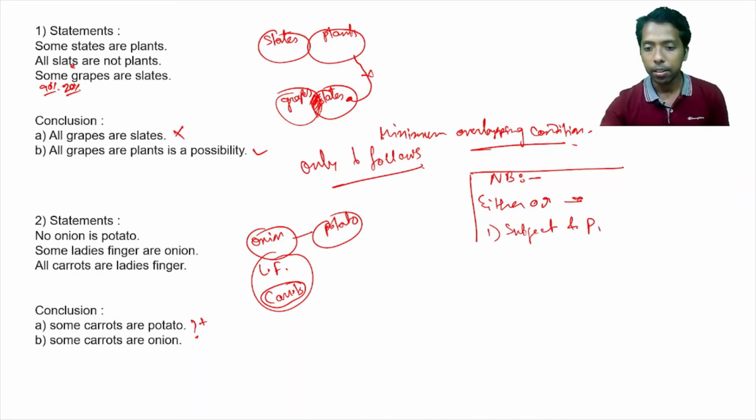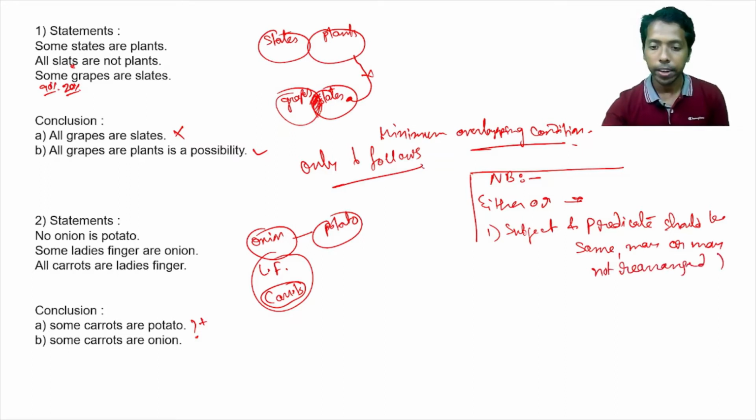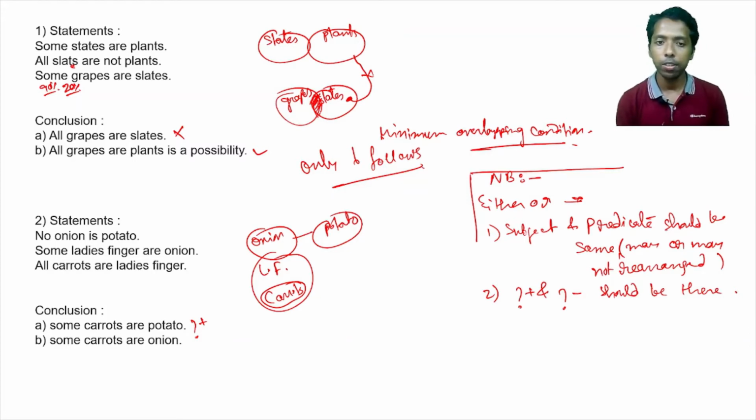Subject and predicate should be same, may or may not be rearranged, right? Okay, and the second one, doubtful positive and doubtful negative statement should be there, right? I hope this is clear.